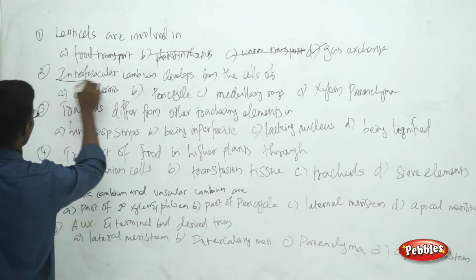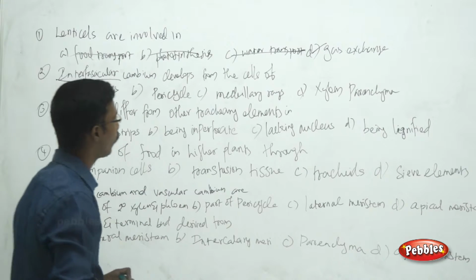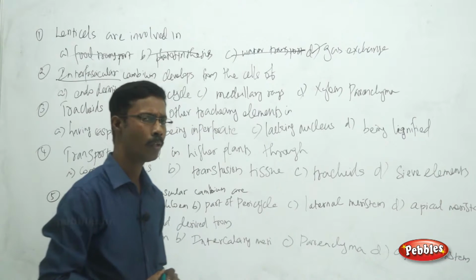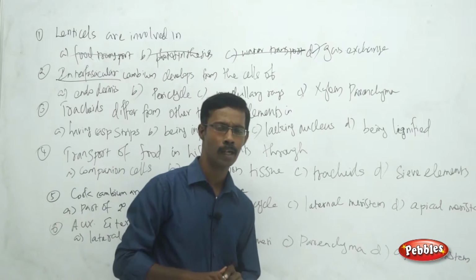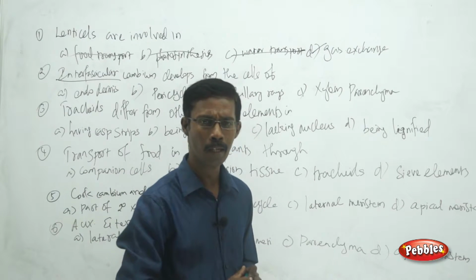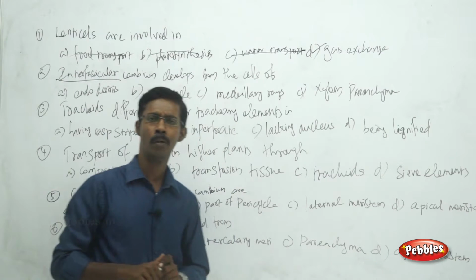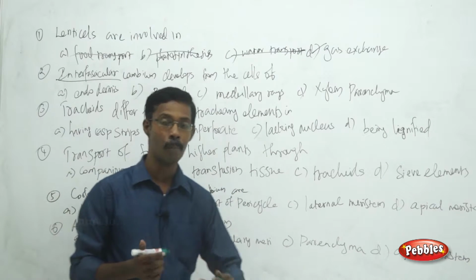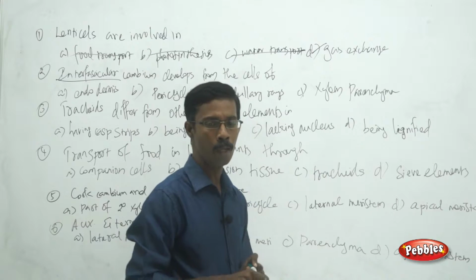And in the next question, the interfascicular cambium develops from the cells of. Okay, so the interfascicular cambium, as we have discussed in secondary growth, is going to perform in the formation of the secondary xylem and phloem.